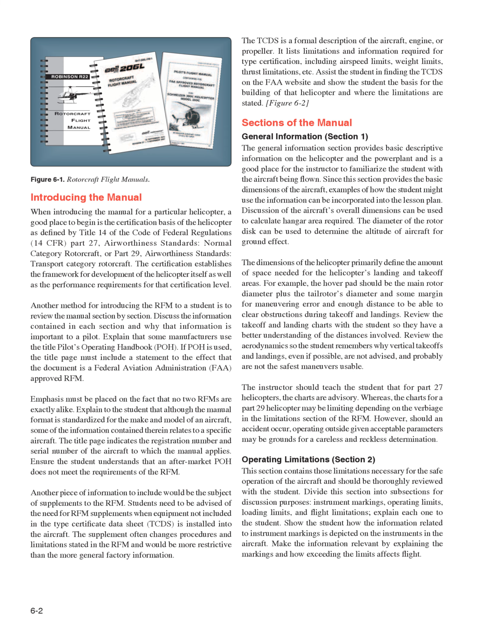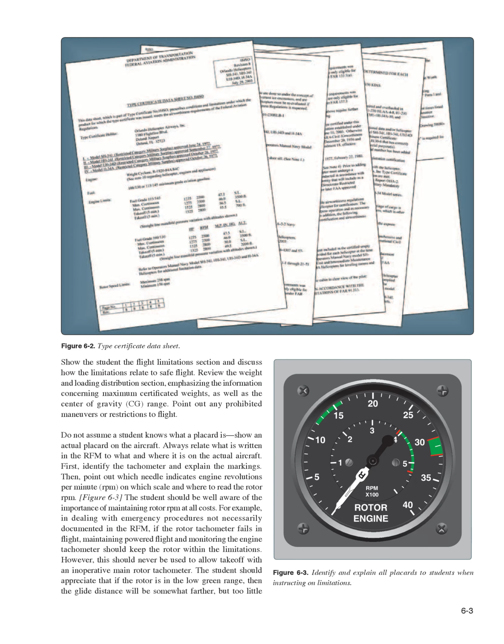Operating limitations. Section 2. This section contains those limitations necessary for the safe operation of the aircraft and should be thoroughly reviewed with the student. Divide this section into subsections for discussion purposes: instrument markings, operating limits, loading limits, and flight limitations. Explain each one to the student. Show the student how the information related to instrument markings is depicted on the instruments in the aircraft. Make the information relevant by explaining the markings and how exceeding the limits affects flight. Show the student the flight limitations section and discuss how the limitations relate to safe flight.